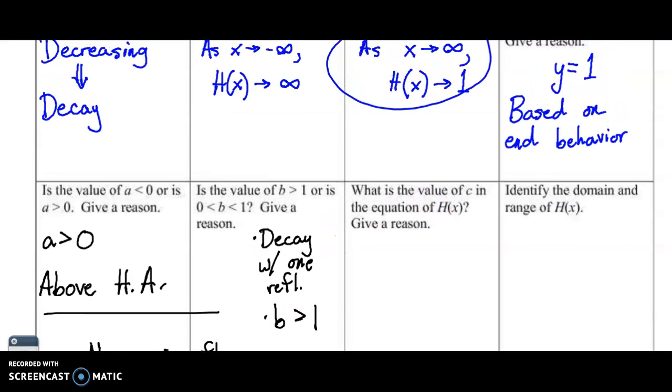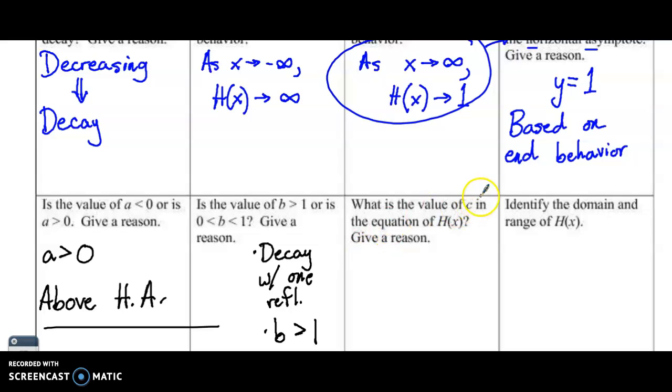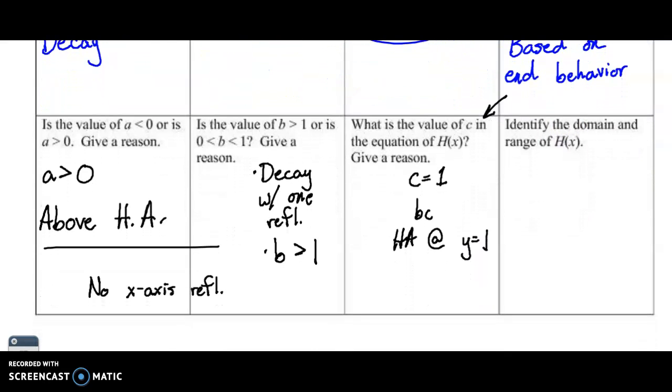And then your C value, kind of out of order here, but your C value matches the horizontal asymptote. C equals 1 because your horizontal asymptote is at y equals 1. And we haven't seen a domain or range problem yet. But as far as domain goes for exponential functions, you can be any number for the exponent. That's okay. So the domain is all reals.